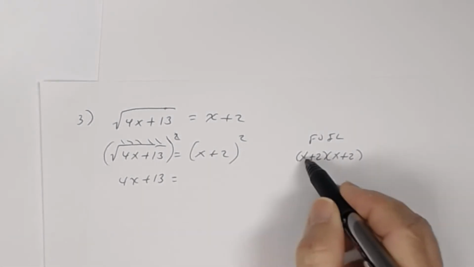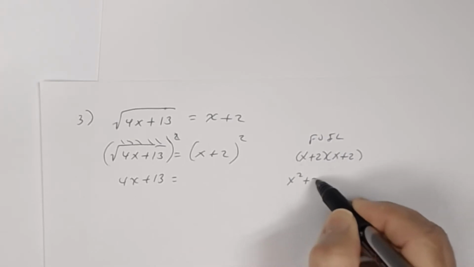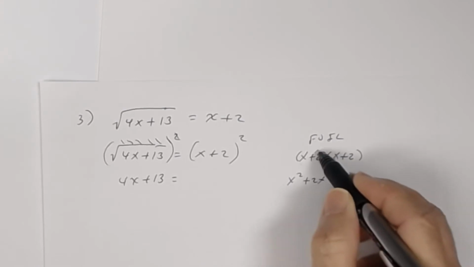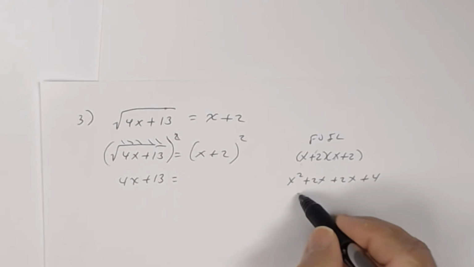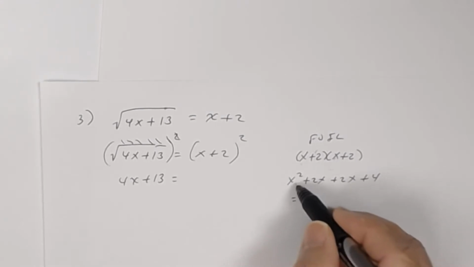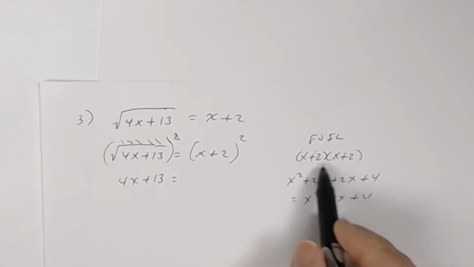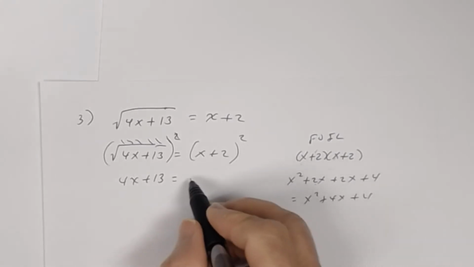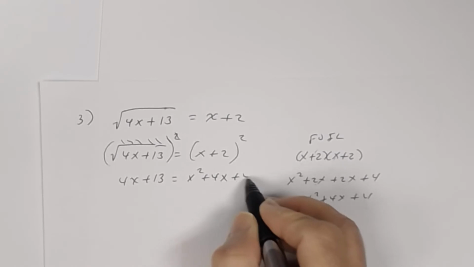So x times x, so the first x times x is x squared. The outer is 2x. The inner is also 2x. And the last, a positive 2 times a positive 2 is a positive 4. And so when I combine like terms, I get x squared. 2x plus 2x is 4x. And then plus 4. So this right here, this product is this trinomial, which I'm going to write here. So it becomes x squared plus 4x plus 4.